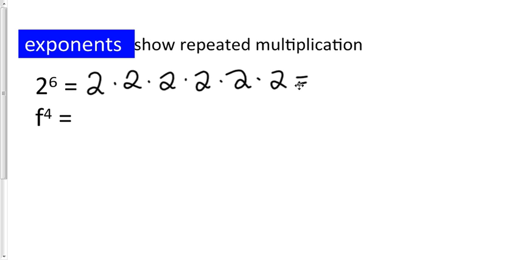If I wanted to get my answer for this, I would just do 2 times 2 is 4, times 2 is 8, times 2 is 16, times 2 is 32, times 2 is 64. F to the 4th, right? All that means is I'm using F as a factor 4 times.